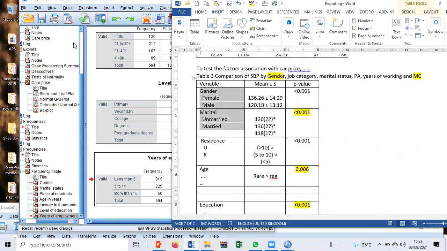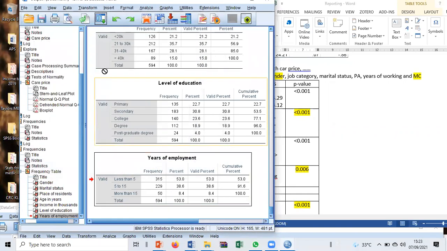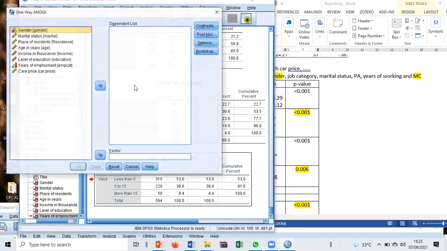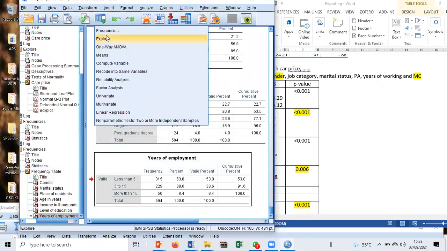Gender. Now, is it okay to do one-way ANOVA for everything? Is it a t-test? Actually you can, because two is a subset of three. Okay, now let's do one by one.